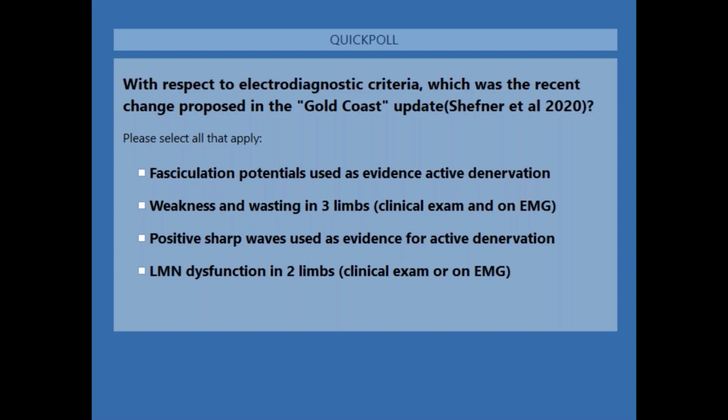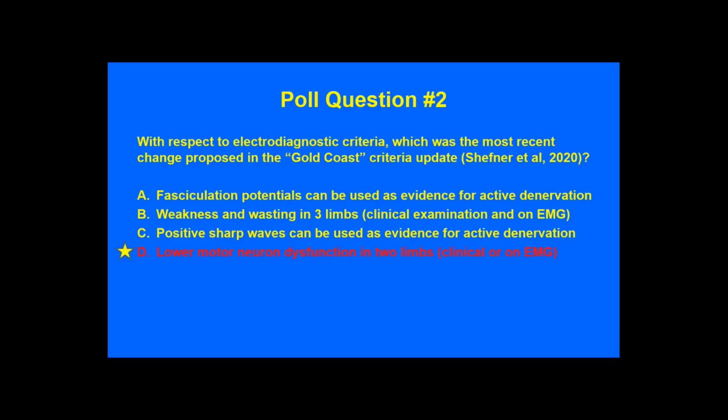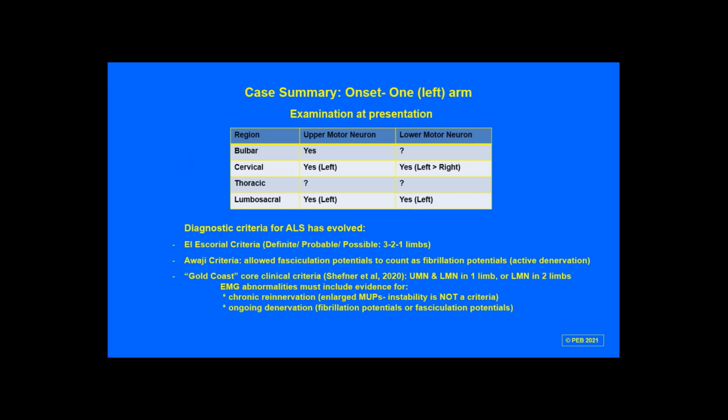Okay, we have a good response. I'm going to close the poll and share the results. So our audience thinks it's A and D. Most of the audience thought it was A and D. Comments, please. All right, well, let's move on. It's actually lower motor neuron dysfunction in two limbs, clinical or on EMG. Let's talk about this more in a moment as we move along on the slides.